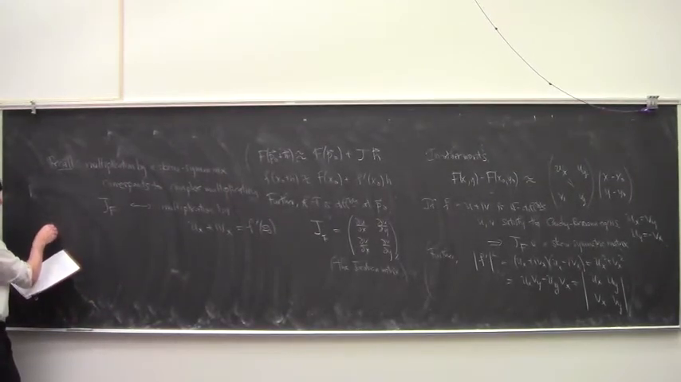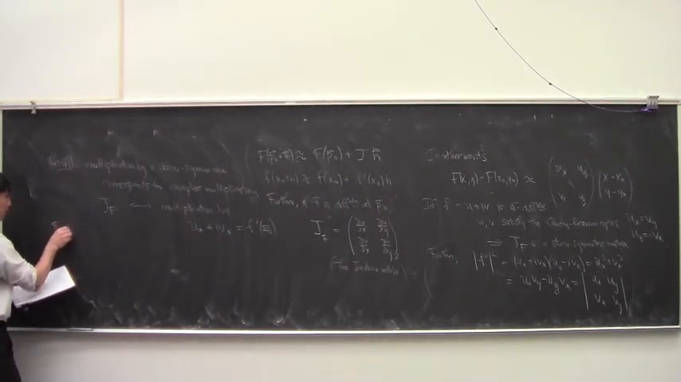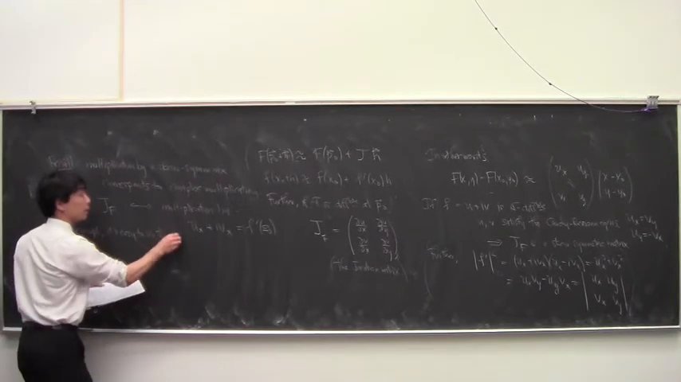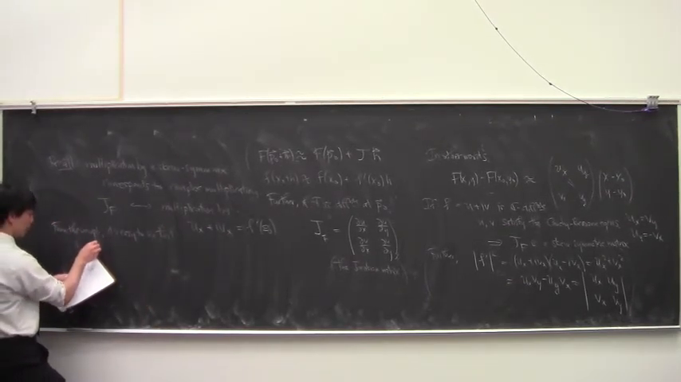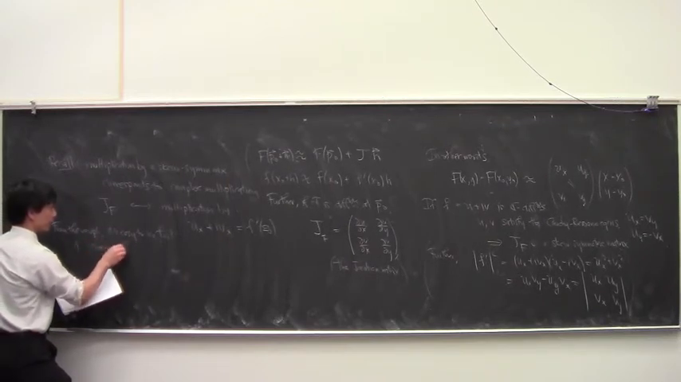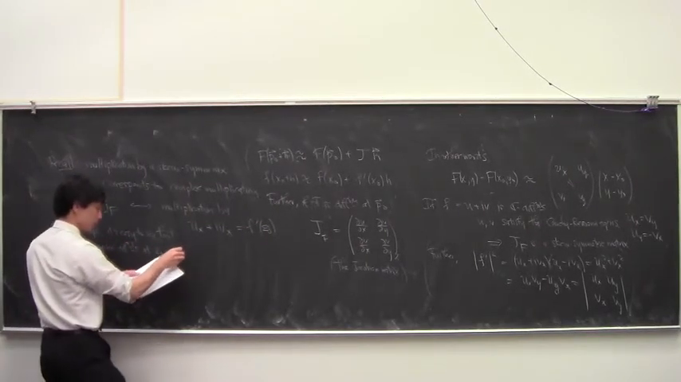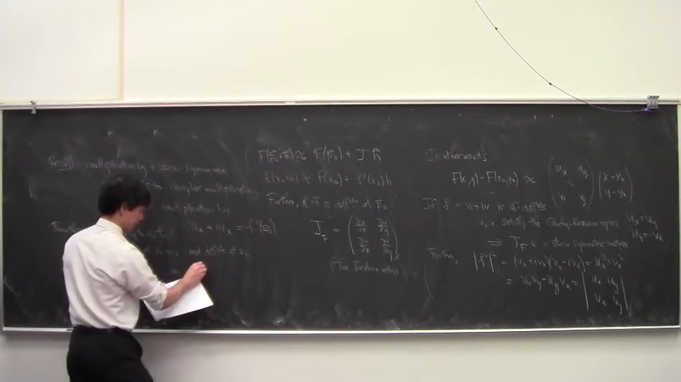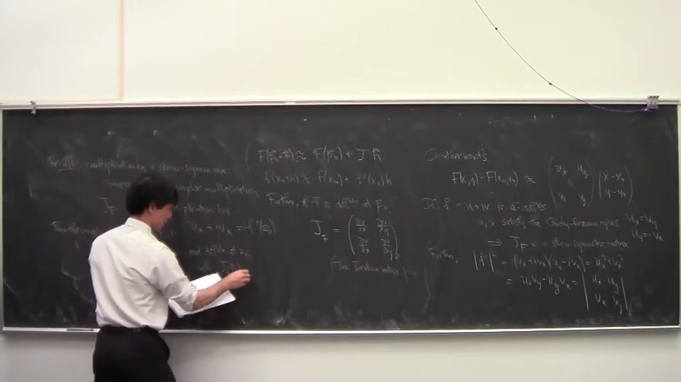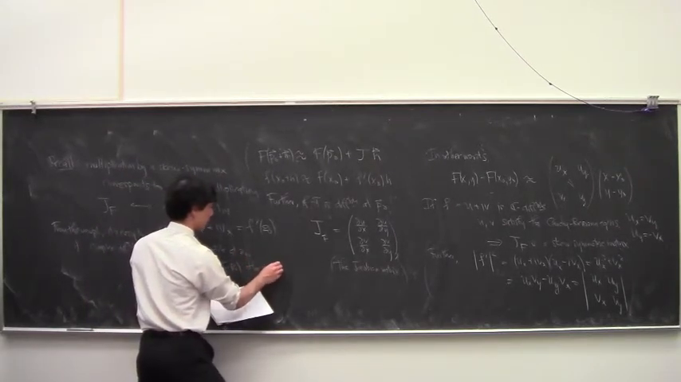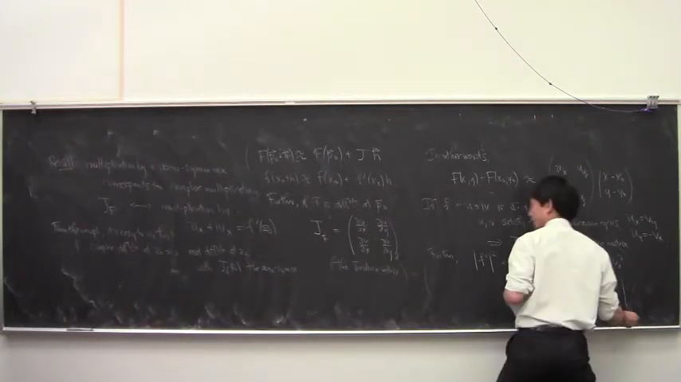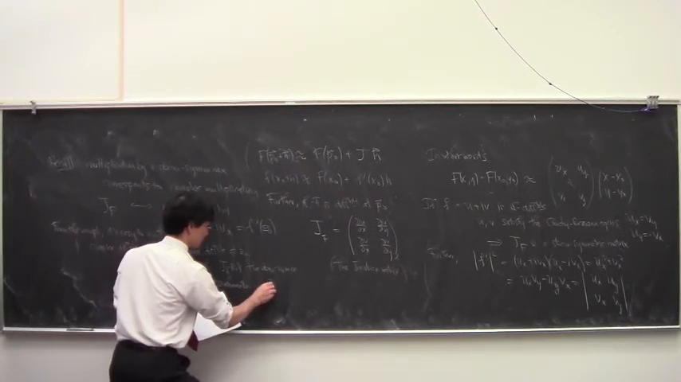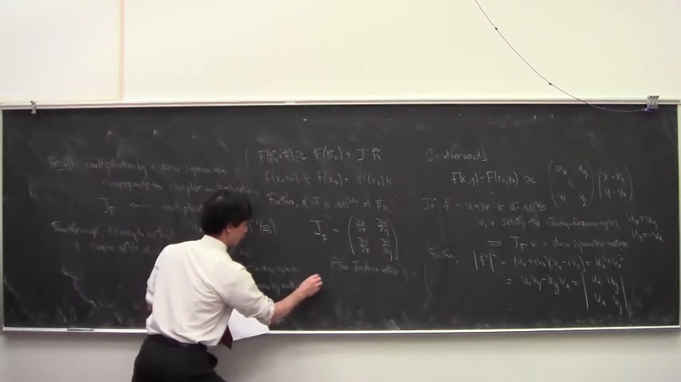From this viewpoint, it's easy to see that complex differentiability at z naught implies real differentiability, with J_f at z naught the skew-symmetric transformation given by multiplication by f prime of z naught.